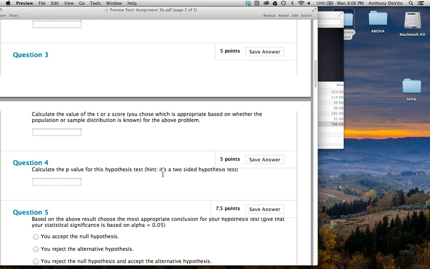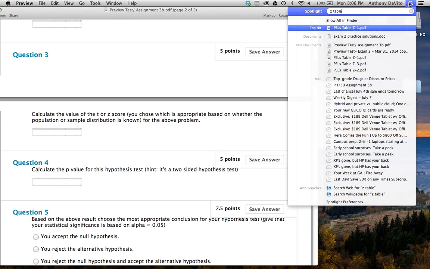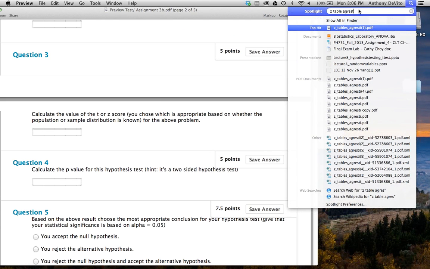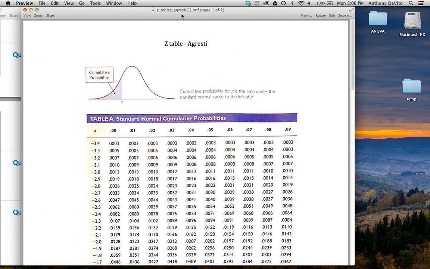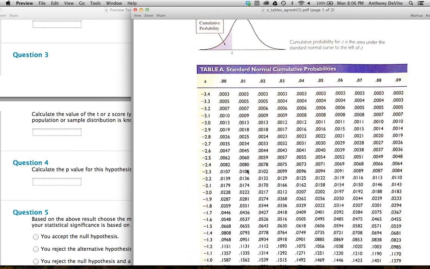Okay, so now calculate the p-value for this hypothesis test. And it's a two-sided test. So I'm going to get the z-table up here so that we understand this, because I know you guys have a little bit of an issue with one-sided and two-sided. Okay, here we go. Here's the z-table, and I can actually use either side. For 2.40, the value is 0.008, the tail that's represented outside a value of 2.4.